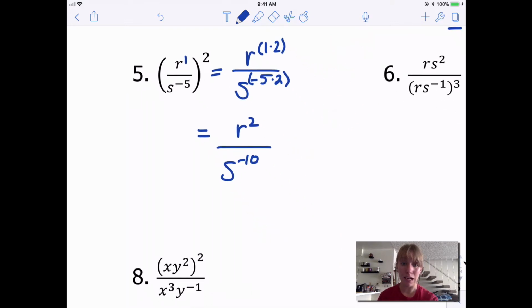I would like to be done, but I have a negative exponent. You are not done until you have only positive exponents. So my r squared is okay. That one's in the right spot. But my s is in the wrong spot because of that negative exponent. So instead of being in the denominator, I need to flip it up to the numerator. So that will become s to the 10th. And I can put that over 1 if I want, but I don't need to.